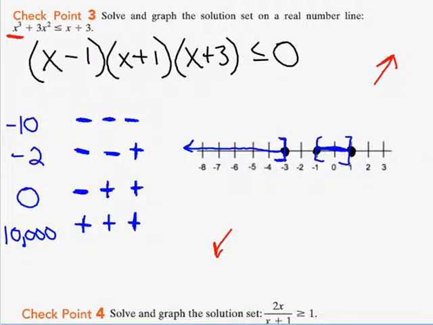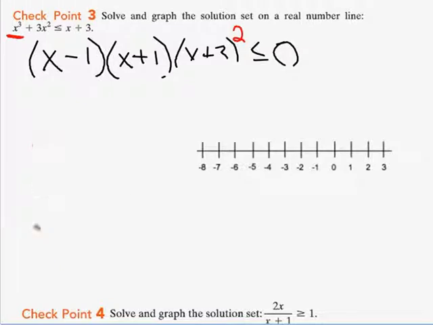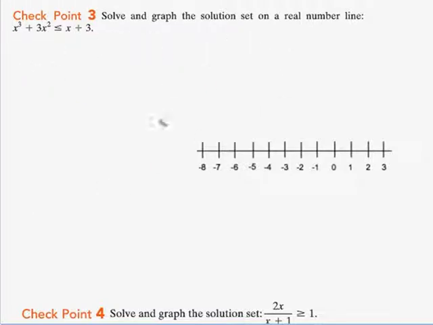Now be careful. Remember, don't fall into the trap of thinking that these always alternate. Here we had true and then false and then true and then false. If one of our factors had been of even multiplicity, we would touch but not cross the x-axis. So there we would come up and maybe bounce off and then come back down. So we could have 2 true or 2 false intervals right in a row. So be careful. Don't think it always is going to follow that pattern of true, false, true, false.